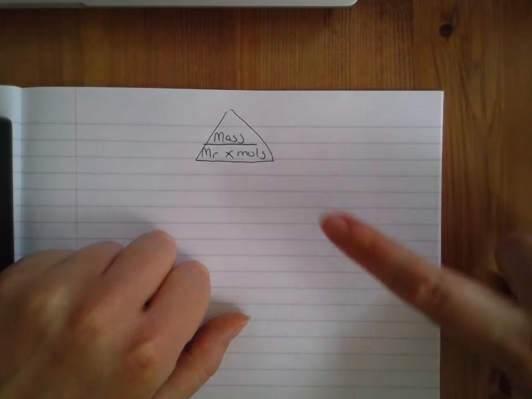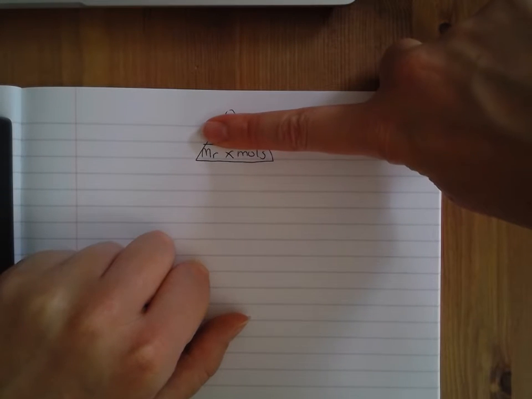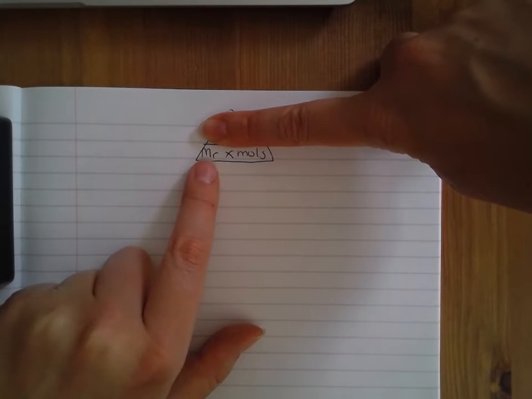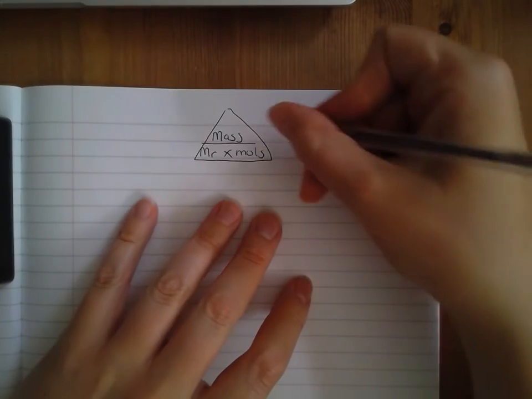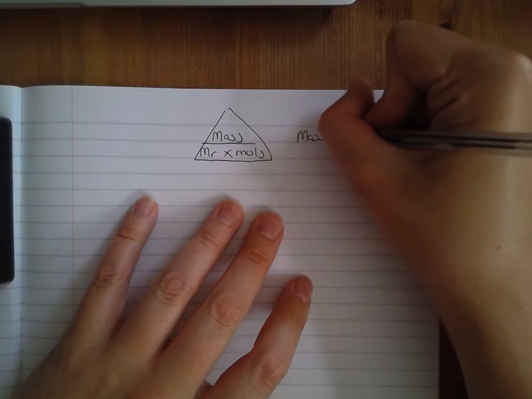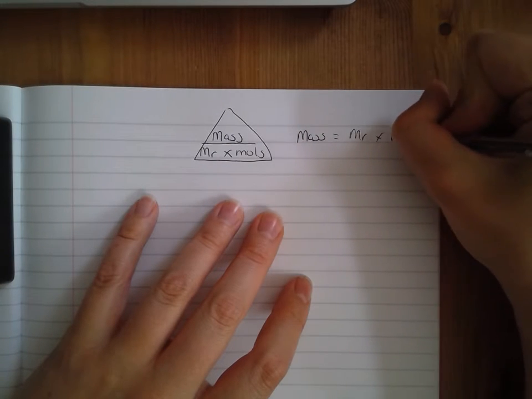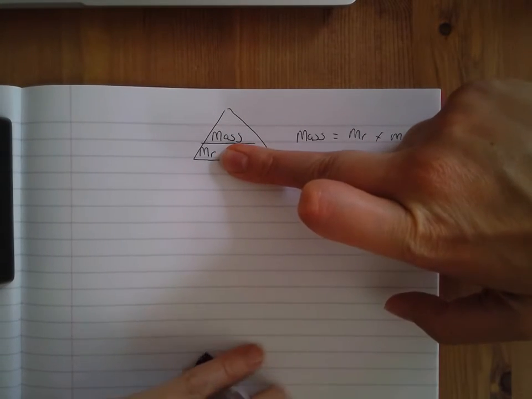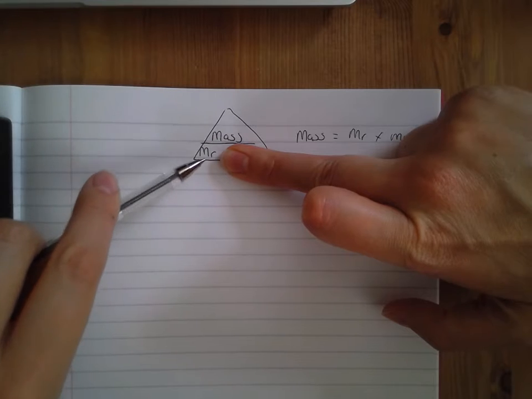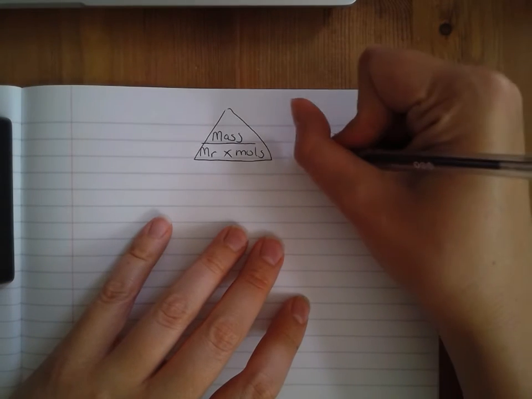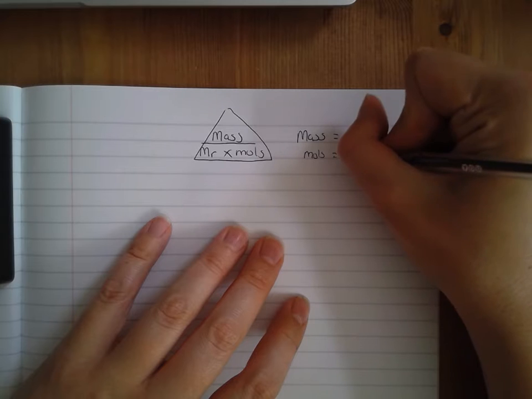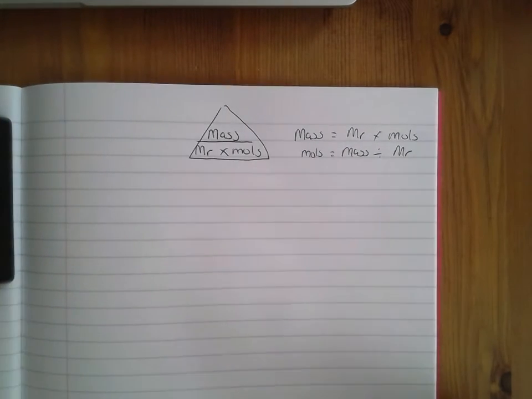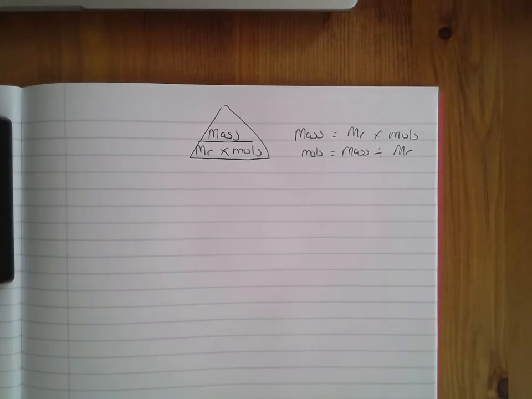Okay? If I want the formula for mass, I cover mass. And whatever I'm left with is the formula. So when I cover mass, I'm left with formula mass times moles. So my formula for mass is going to be equal to formula mass times moles. If I want the formula for moles, then I cover moles. And what I'm left with, mass divided by formula mass, that is my formula. So I'm going to write moles equals mass divided by formula mass. And they're the only 2 formulas that you need to take from that formula triangle.